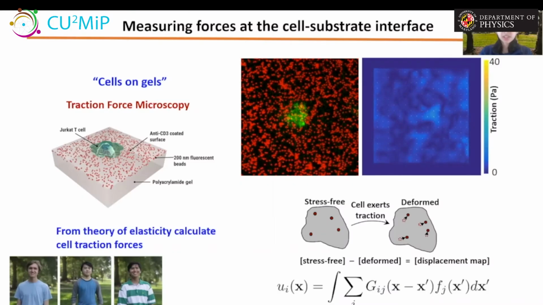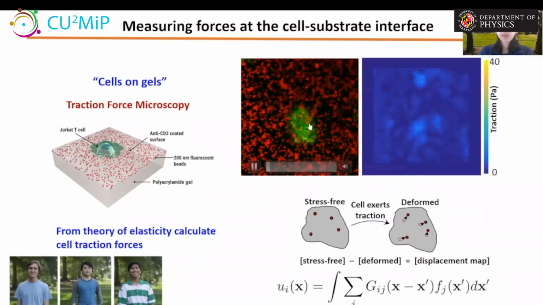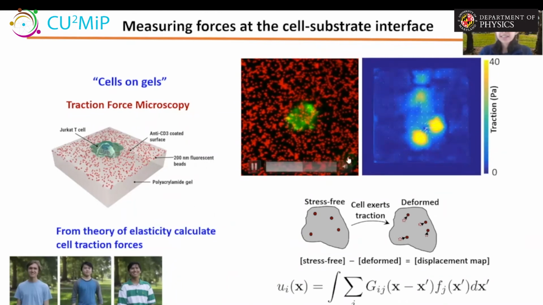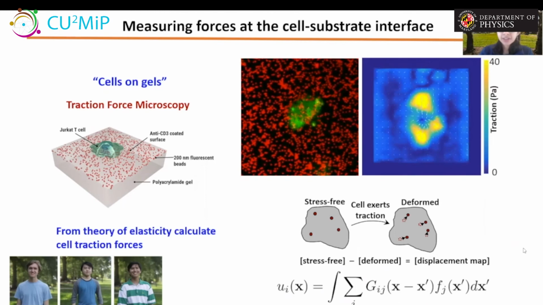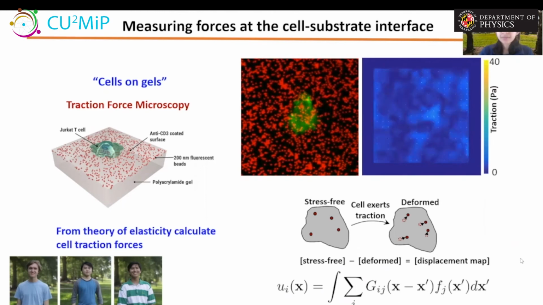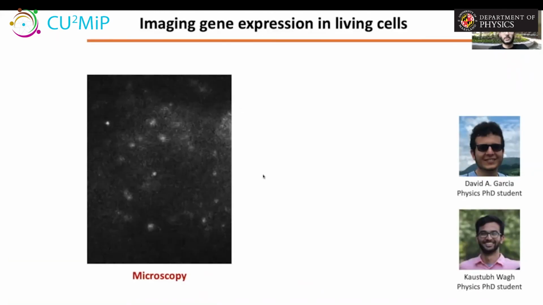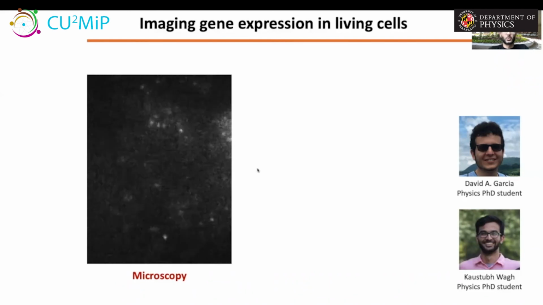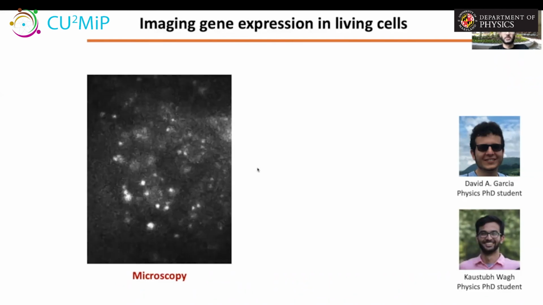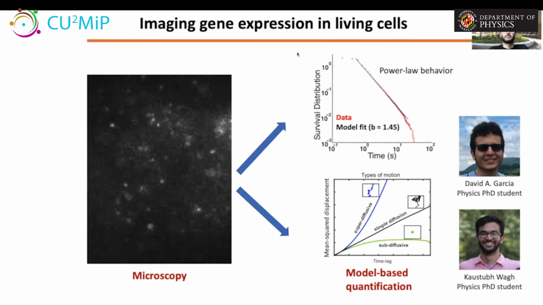We measure force generation by immune cells by imaging cells on gels embedded with fluorescent beads. As cells exert forces, the beads are displaced from their original locations. We then use the theory of elasticity to calculate cell traction forces from these displacements. From our single particle tracking data, we use statistical physics models to quantify transcription factor dynamics across time and space.